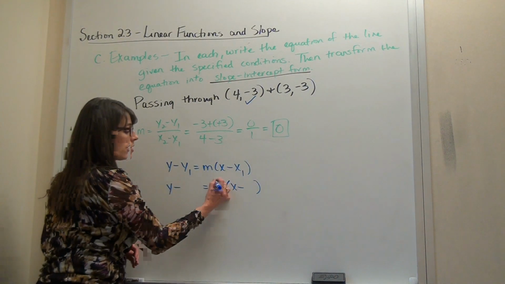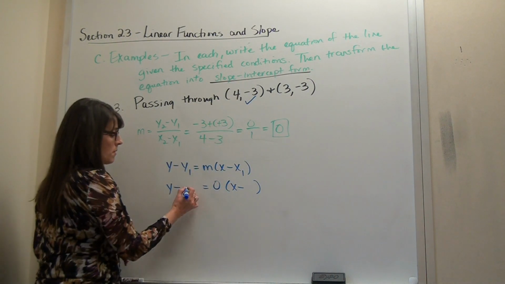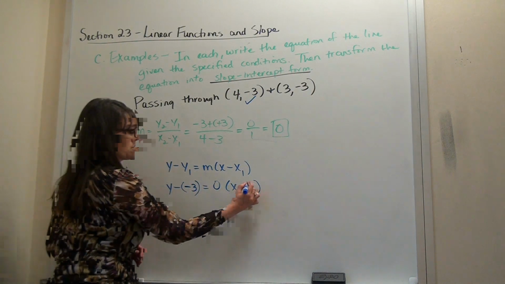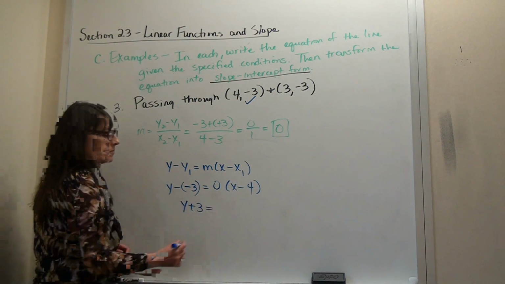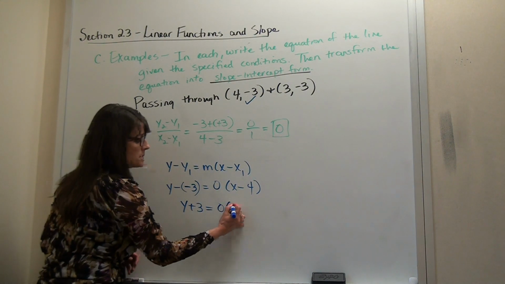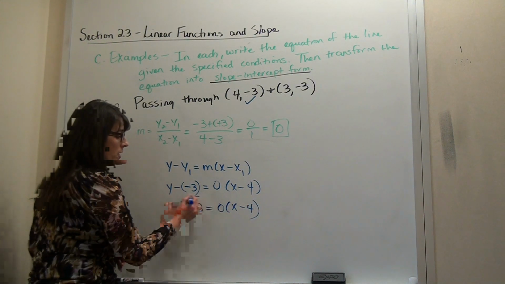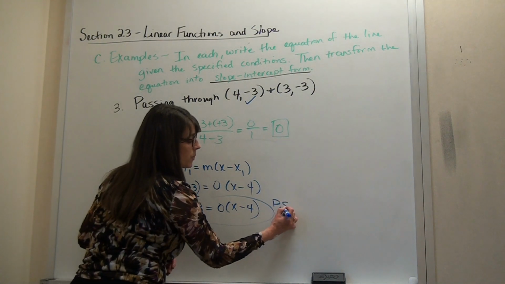My slope of 0 is going to go right here. I chose this point, so my y-coordinate is going to be a negative 3, and my x-coordinate is going to be a 4. Now here, this is y plus 3, and on this side, this is 0 times x minus 4. So there it is in point-slope form.